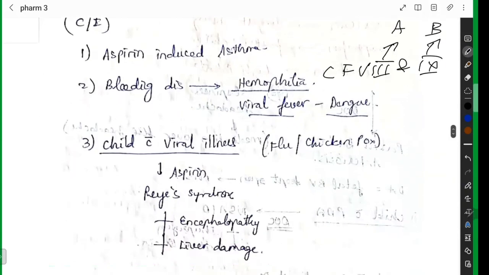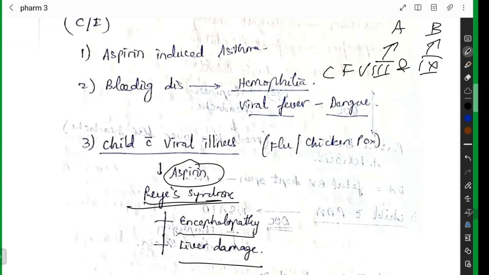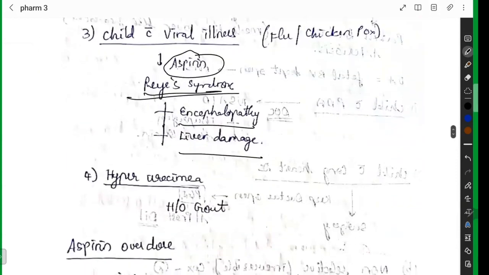Now coming to the child with a viral illness like flu or chickenpox. When you give aspirin, that leads to Reye syndrome. Reye syndrome causes encephalopathy and liver damage. Now coming to hyperuricemia. Hyperuricemia, or a history of gout, can lead to gout.